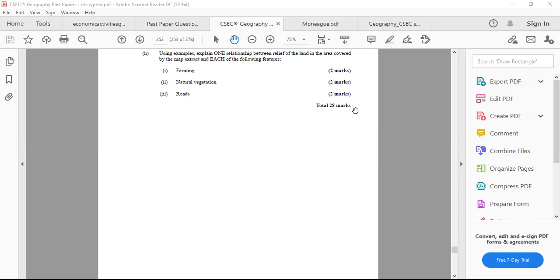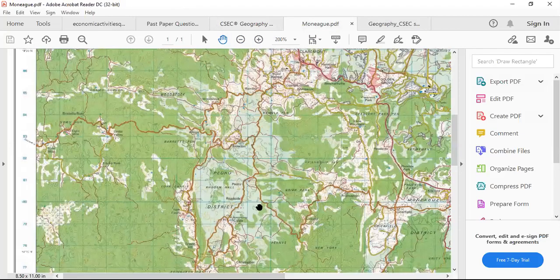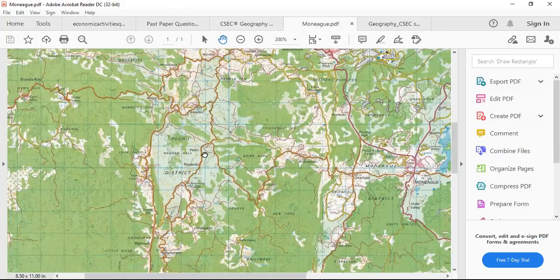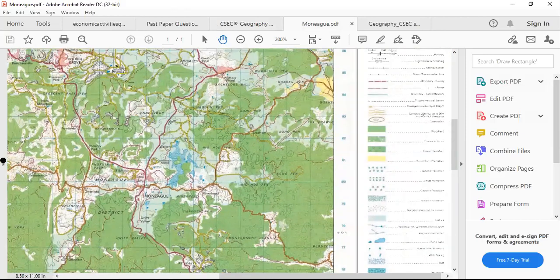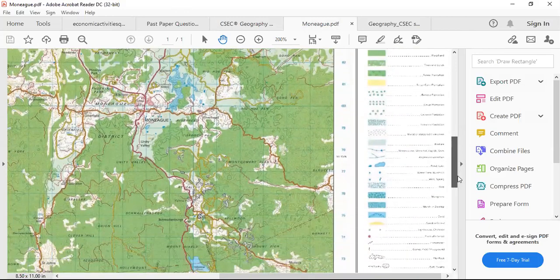Flat land, right? So you have to look at that. Maybe it's on flat land, natural vegetation, and roads. Let's look at it. So farming, where are the cultivated areas? Let us see what cultivated areas look like on the map. Sugarcane plantation is one. You see banana. There are a lot of things on this map: banana, cocoa, coffee.